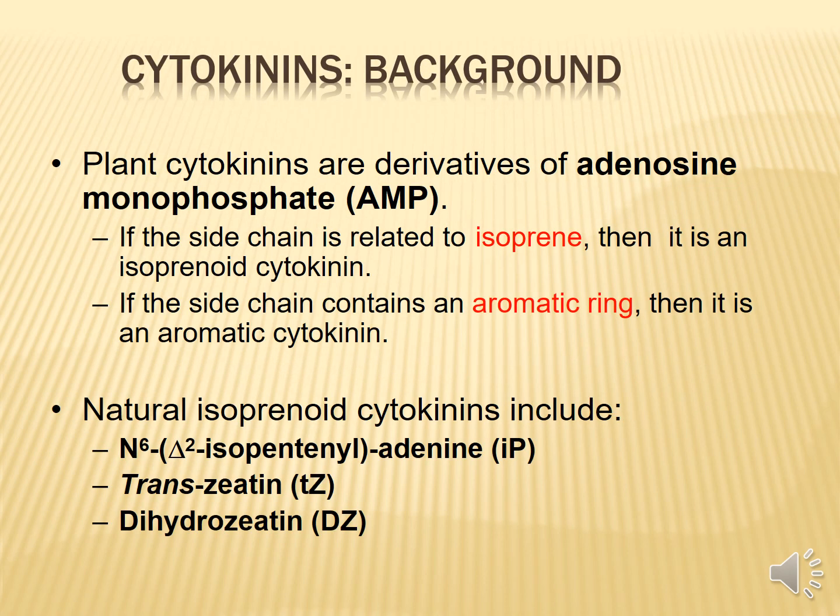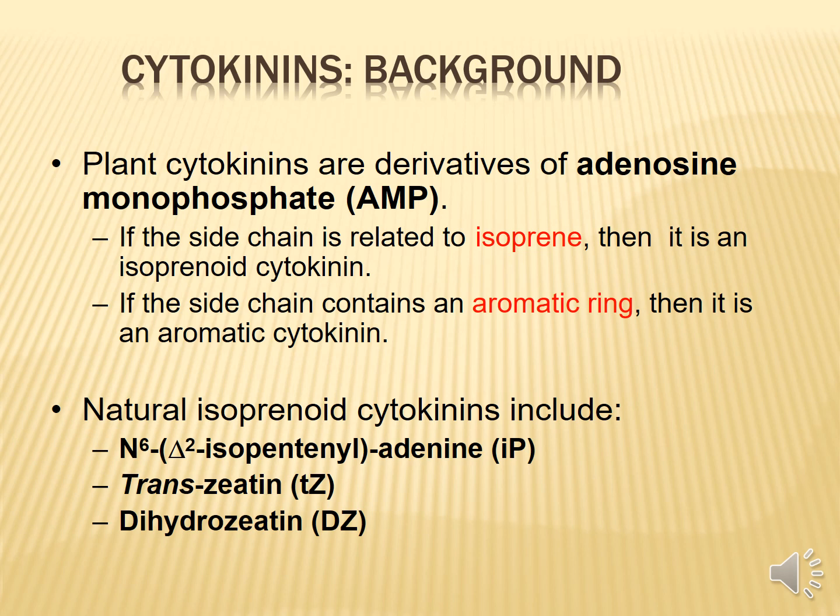For the background, you need to know that cytokinins are derivatives of adenosine monophosphate. As I mentioned in the first learning objective, cytokinin comes from adenine. Okay, it actually comes from the adenosine monophosphate that we also call AMP. If we talk about cell division or energy mechanisms, you may find this kind of AMP.